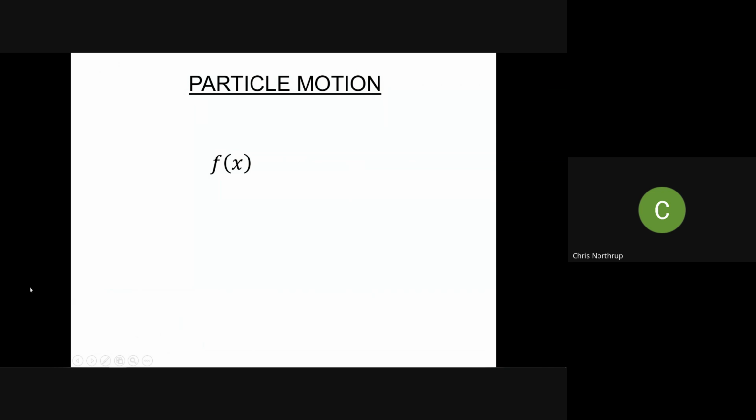All right, in this video, we're going to talk about particle motion. So typically we've been dealing with functions y equals f of x, where x could be all kinds of different sets or subsets of the real numbers. So we're going to take a similar approach using derivatives and mins, maxes, all that, but we're going to look at functions that depend on time.